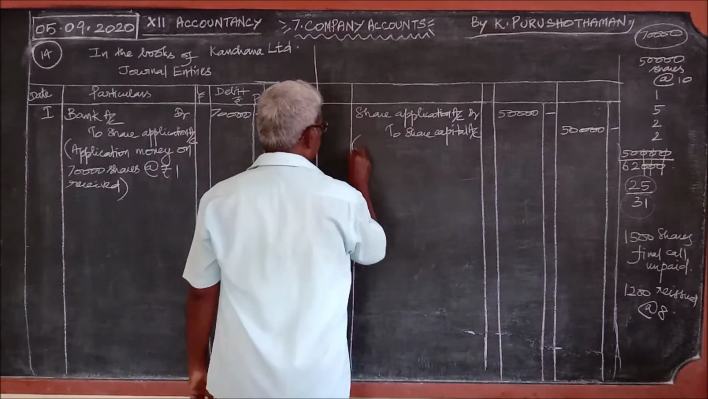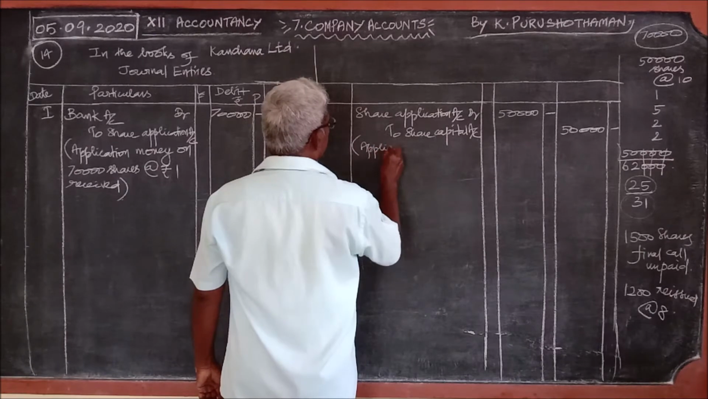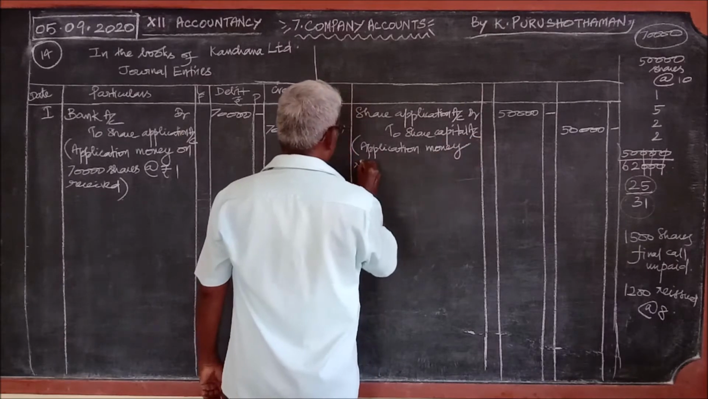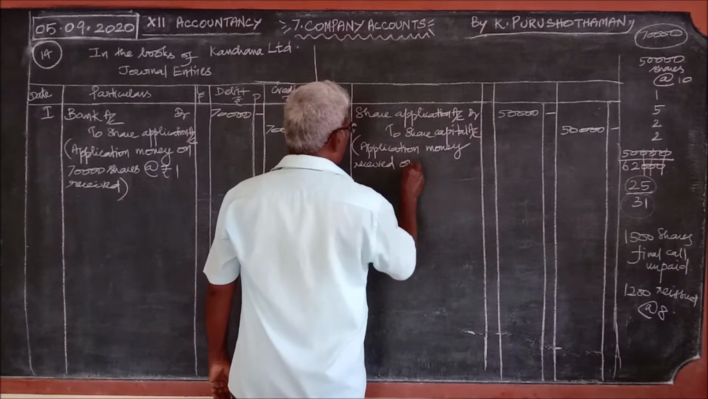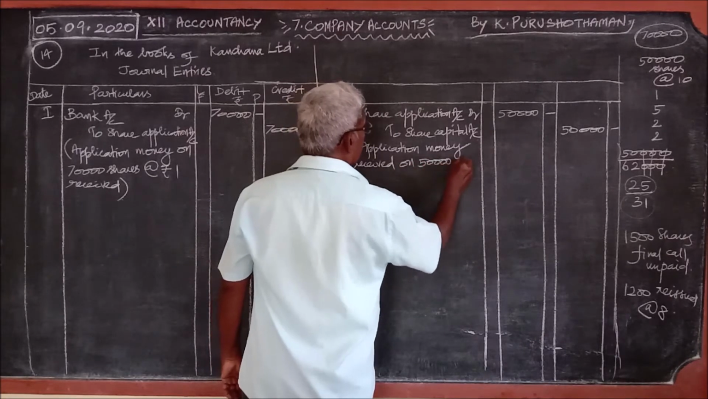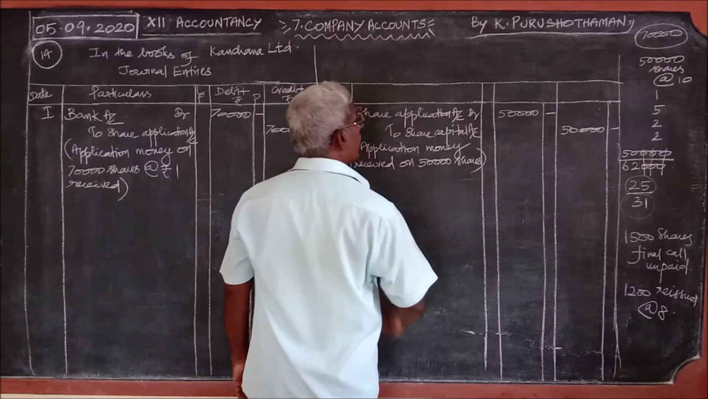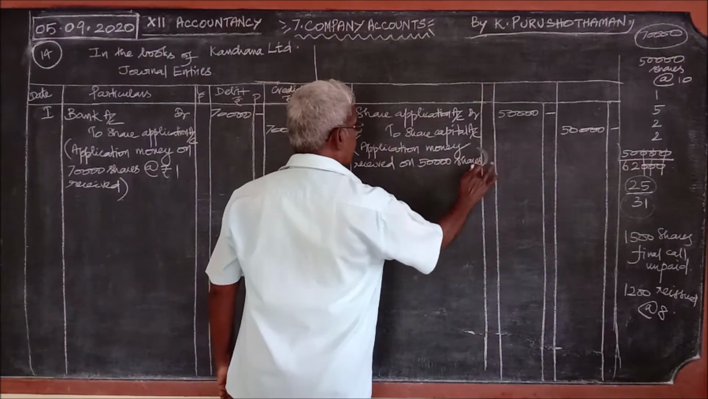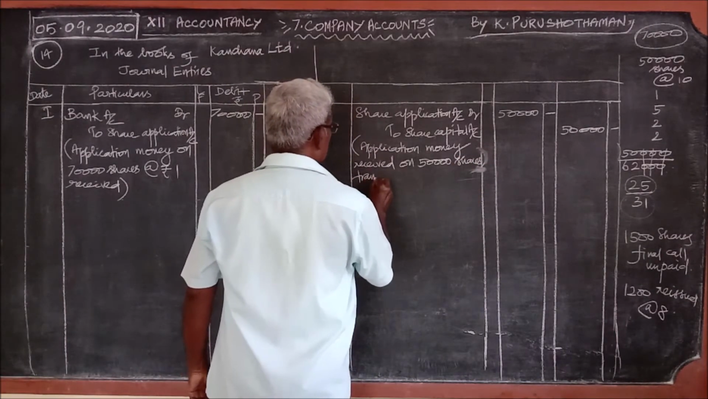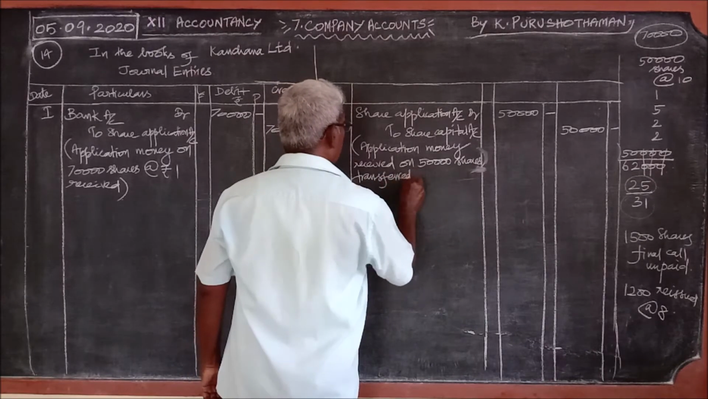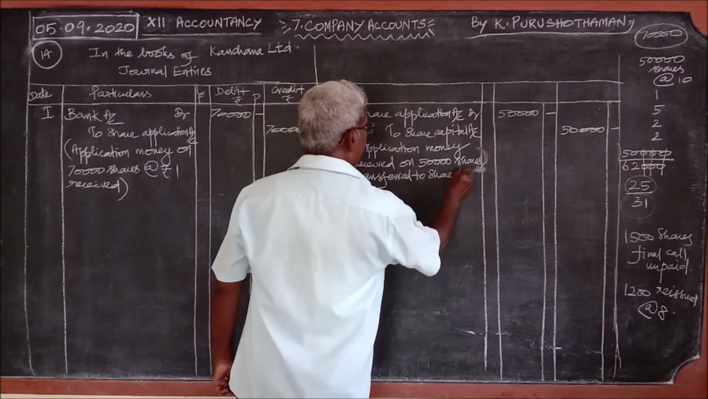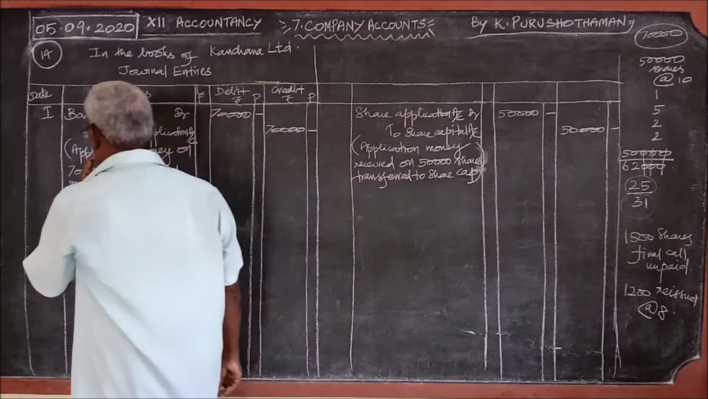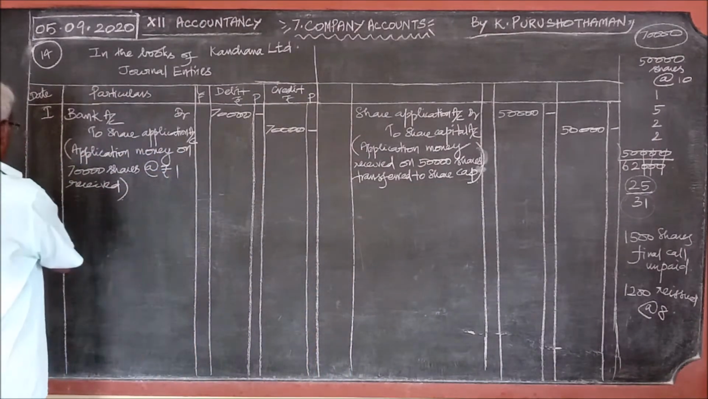Narration: application money received on 50,000 shares transferred to share capital. Remember, then what about the remaining 20,000 shares?